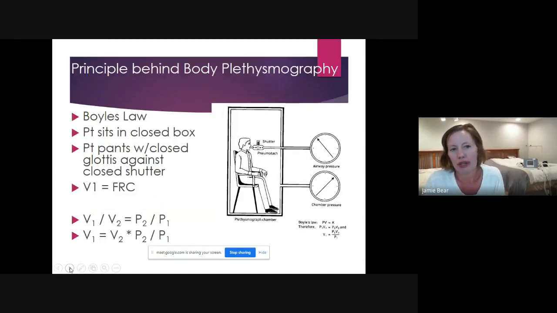So just looking at the principle behind a body box, the patient will sit in the closed box, like we saw Liliana in the video doing. The patient pants with the closed glottis against the closed shutter. So the shutter is in the body box, and the patient will literally just breathe against that closed mouthpiece. And then it'll incorporate Boyle's law to calculate volume 2. Okay, so it'll look at V1 over V2 is P2 over P1. So we're just looking at volume and pressure. In general, you'll be finding the second volume.